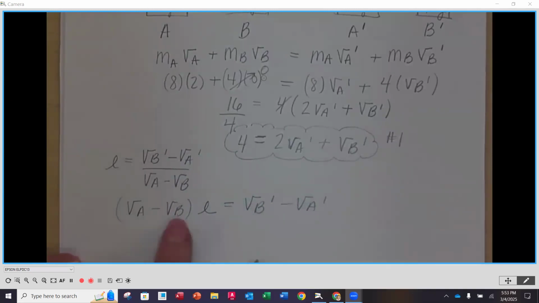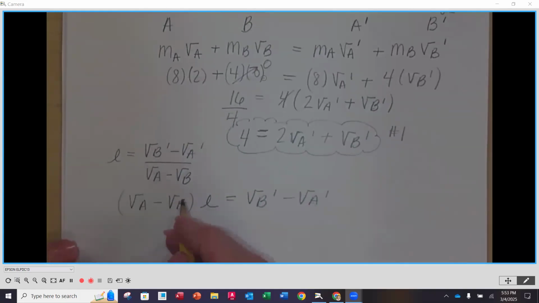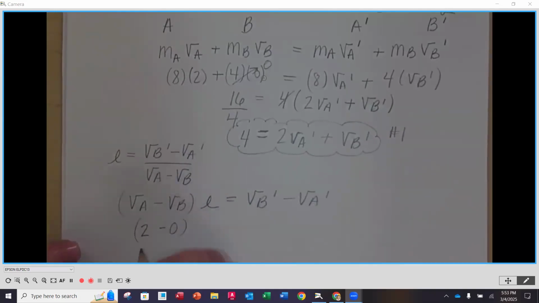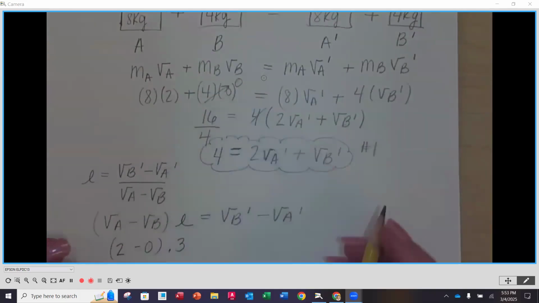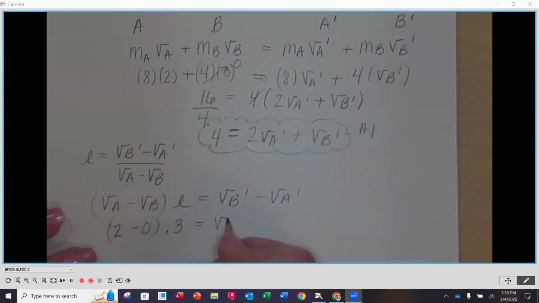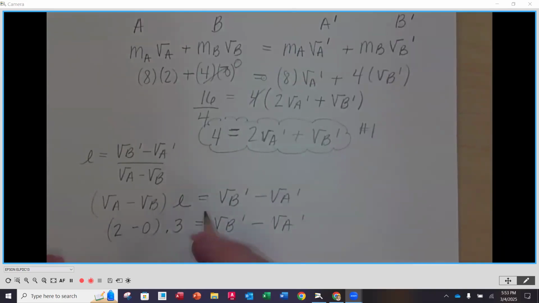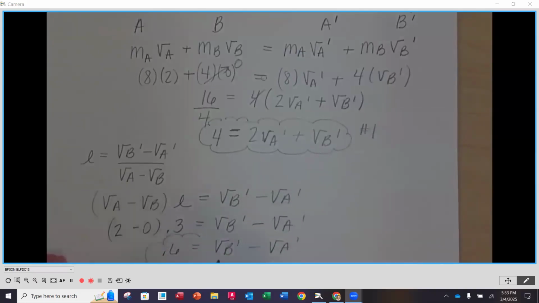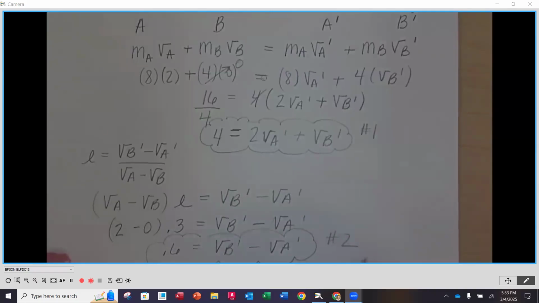But let's put the values in for the items that we know. So we know that the velocity of A is 2, right? And then VB was 0, so this would be minus 0 in parentheses. And then we know that our coefficient of restitution from the beginning of the problem was 0.3. So it's going to be that, and then we're going to set that equal to VB prime minus VA prime. Now multiplying this out, we get 0.6 is equal to VB prime minus VA prime. And that is going to be the final form for equation number 2.